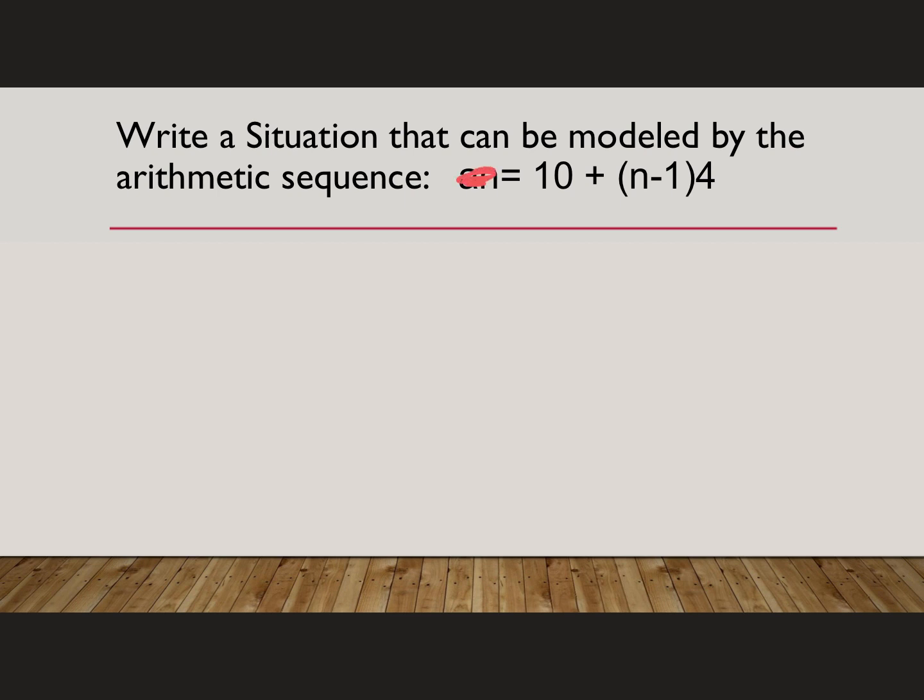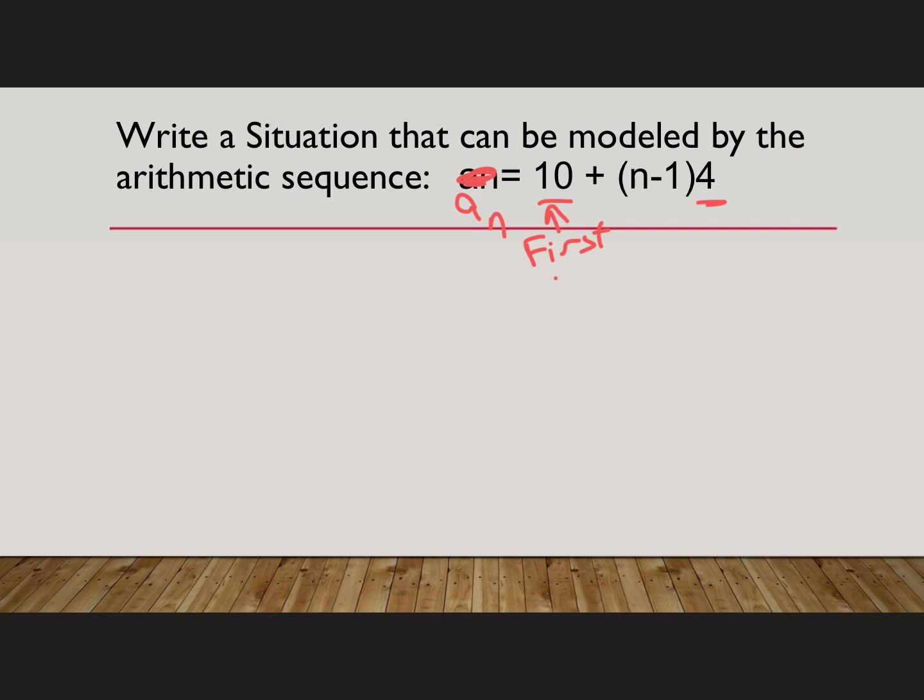Sorry, and this again should be a sub n. It didn't carry over when I did my formatting. So write a situation to be modeled with this arithmetic sequence. Okay, so I've got a sub n equals 10 plus n minus 1 times 4. So I know that the 10 here is my first term.